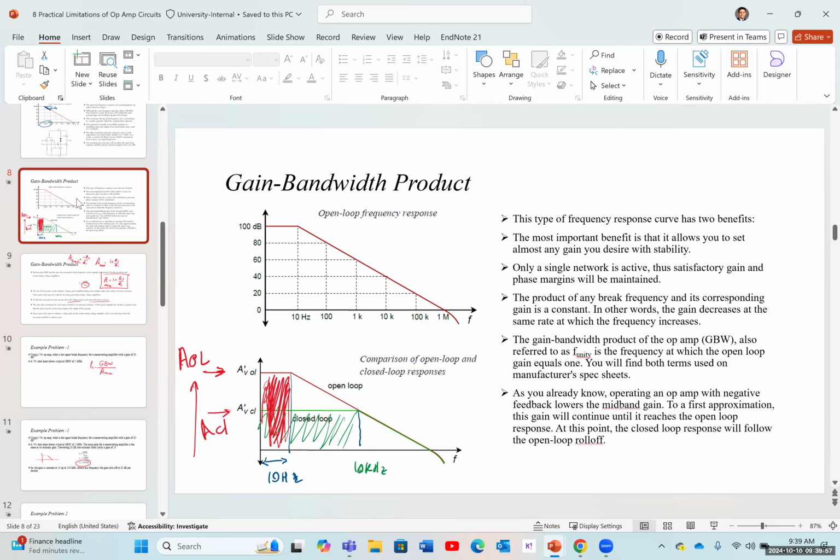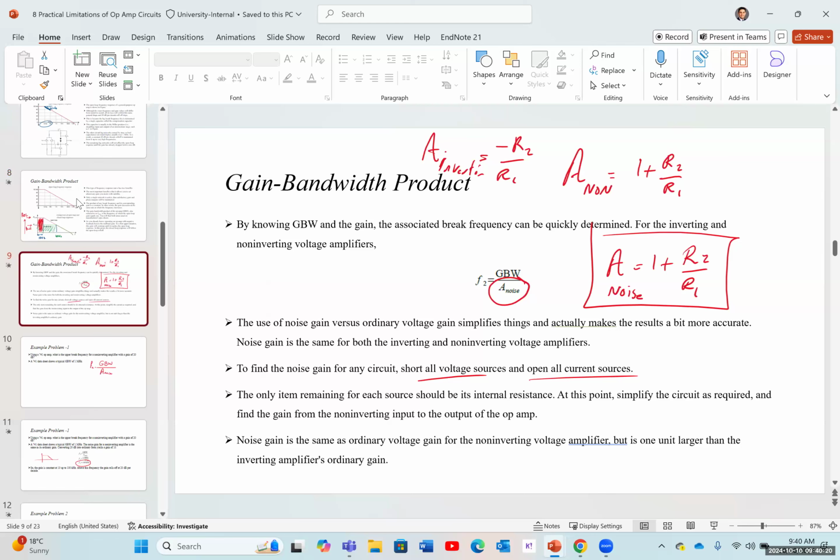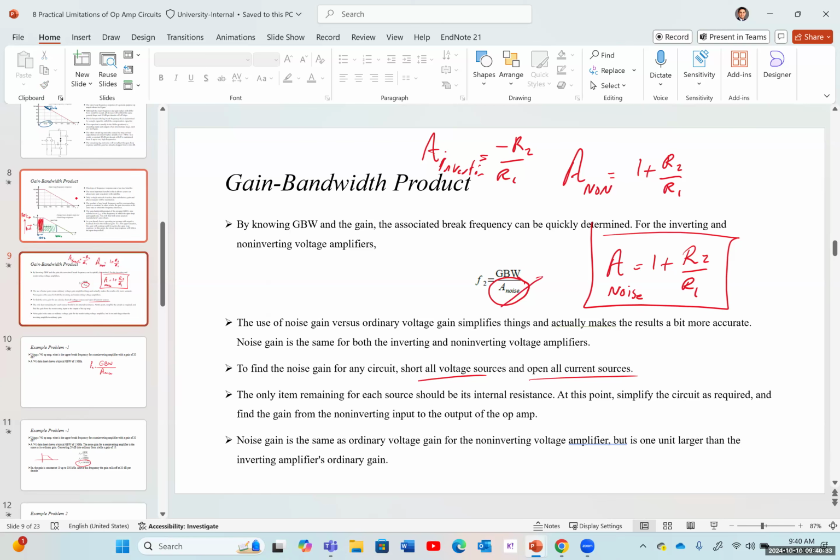Okay, but these two contradict each other. If you have a single stage op amp, increasing the resistance in the feedback would definitely increase your gain, but at the same time, because F2 is equal to GBW, or gain bandwidth product, over A noise, increasing that A noise or the overall gain would definitely reduce your unity or upper cutoff frequency.